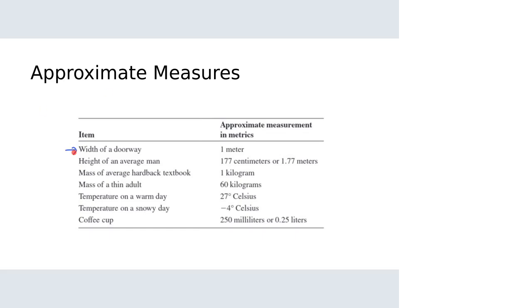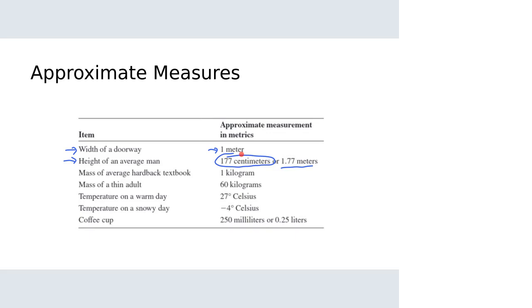So like the width of a doorway, that's about 1 meter. So if you need to visualize how big is a meter, the width of a doorway is a good reference point. The height of an average man would be about 1.77 meters, but honestly, I think in countries that use the metric system, it's more common to represent height in centimeters than it would be in meters.